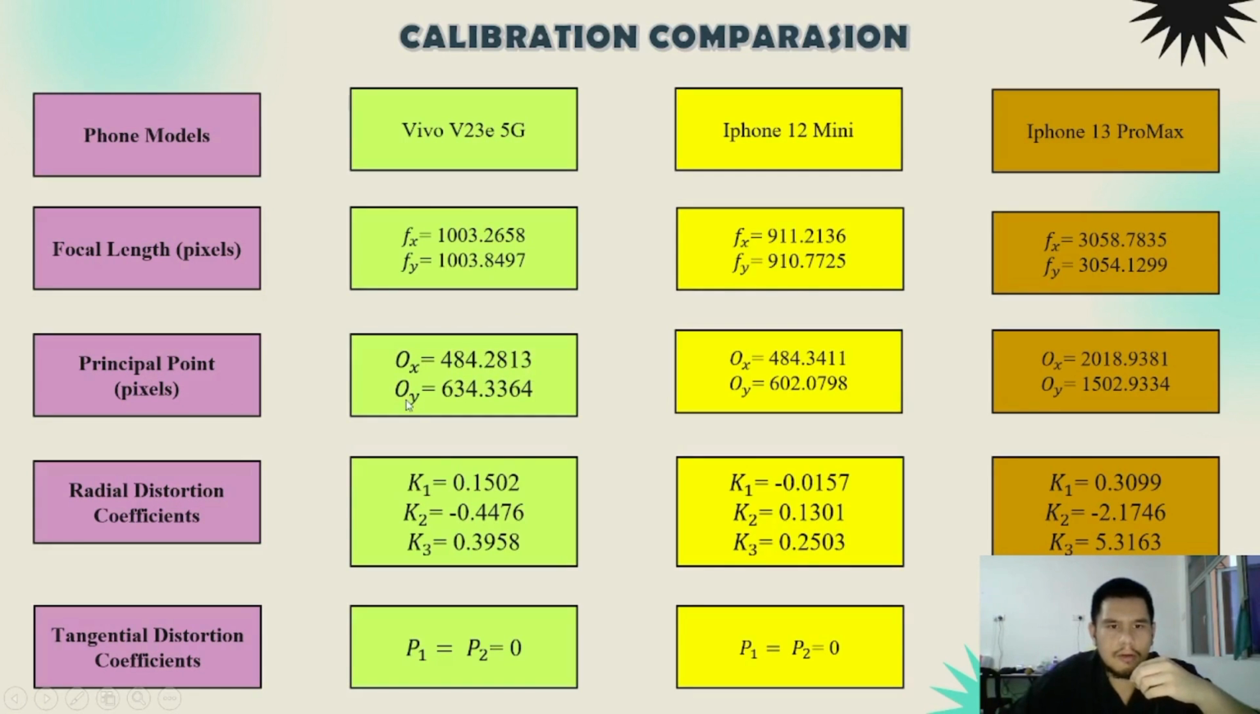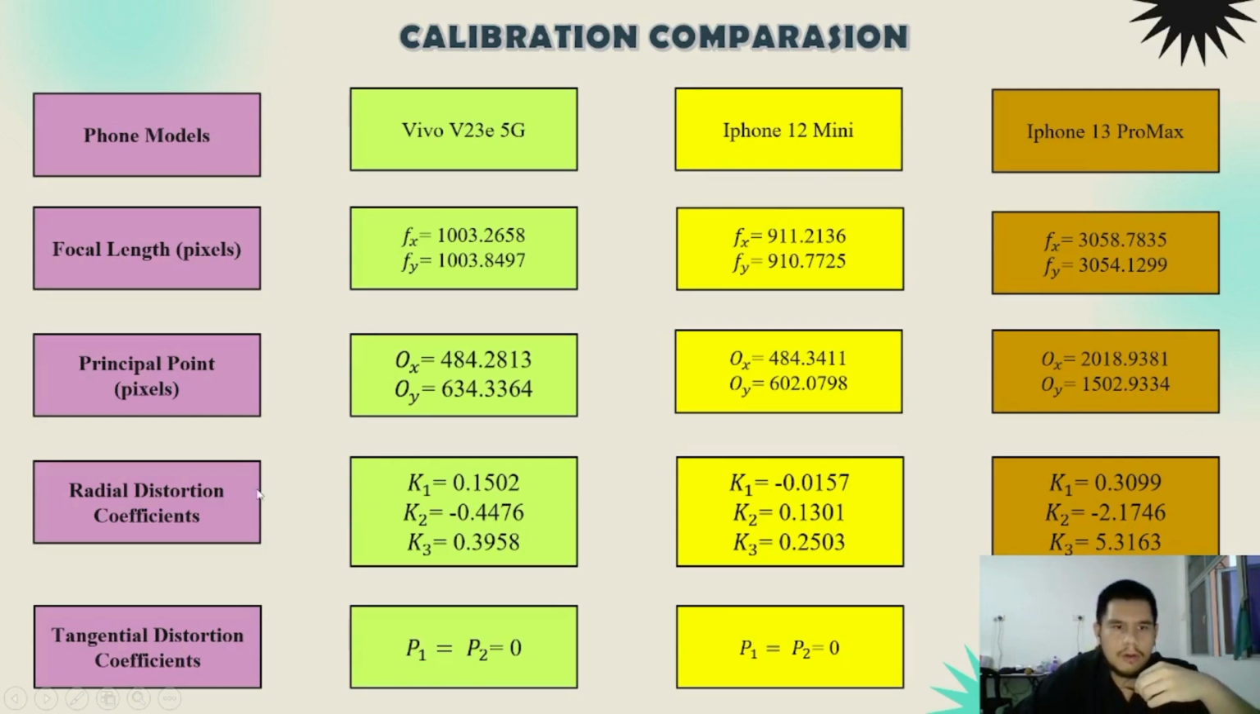For the principal point, the Vivo's OX will be 484.2813 and OY will be 634.3364. For the iPhone 12 mini, OX will be 484.3411 and OY will be 602.0798. For the iPhone 13 Pro Max, OX will be 2018.9381 and OY will be 1502.9334.